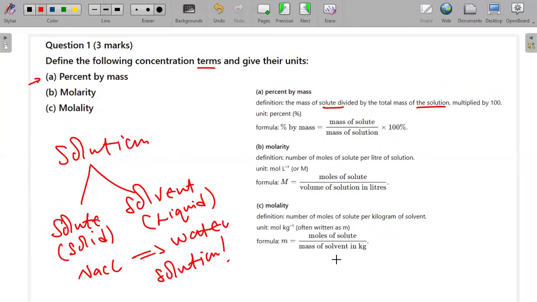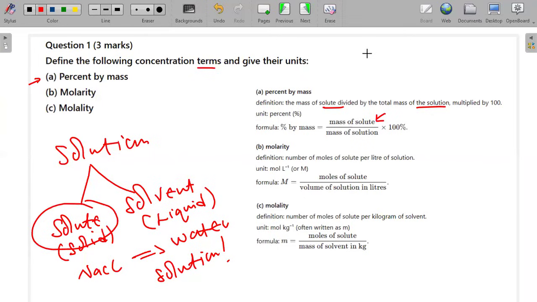So now the percentage by mass is simply the fraction of the solution that is the solute. You're going to get the mass of the solute, put it on top there, and then divide this mass of the solute by the mass of the solution, and then multiply by 100. That's what gives you percent by mass.